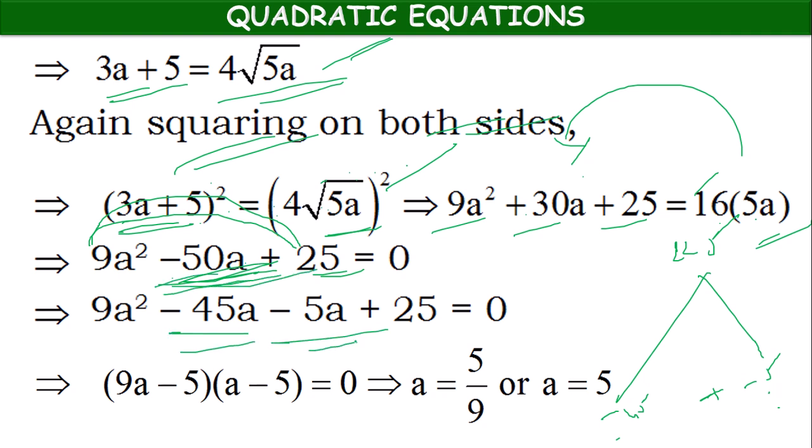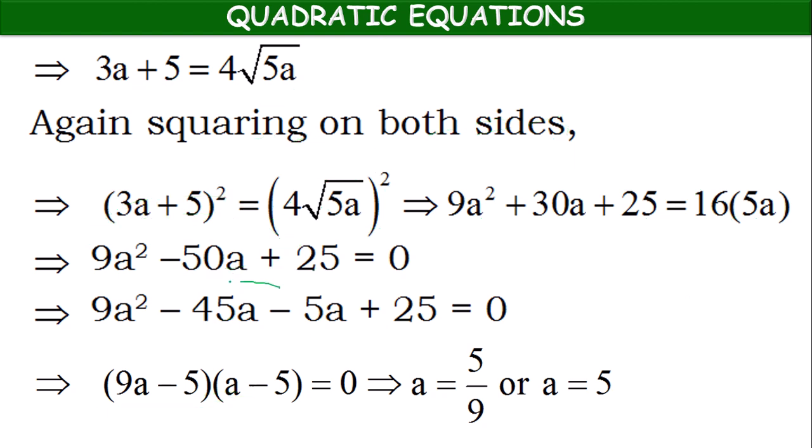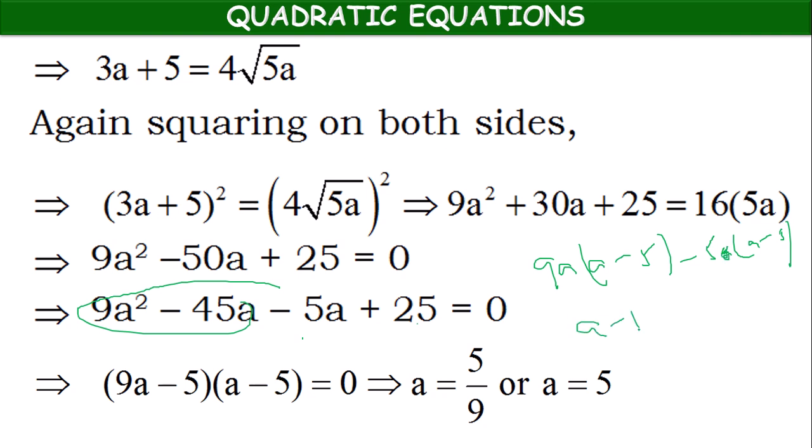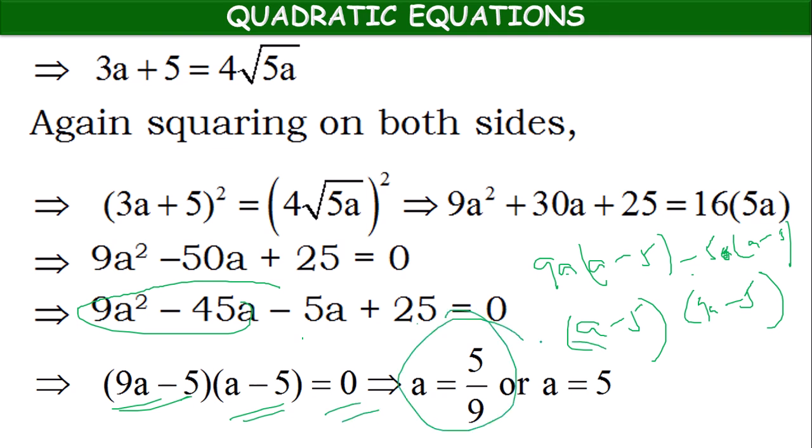Minus 45a minus 5a. 9a common from the first two, so we will get a minus 5. Minus 5 common from the other two, we will get a minus 5. Again, a minus 5 common. We will be having 9a on this side and minus 5 on this side. So (9a minus 5) into (a minus 5) equals 0. Or a equals 5 by 9, a equals 5. Like that we can solve.